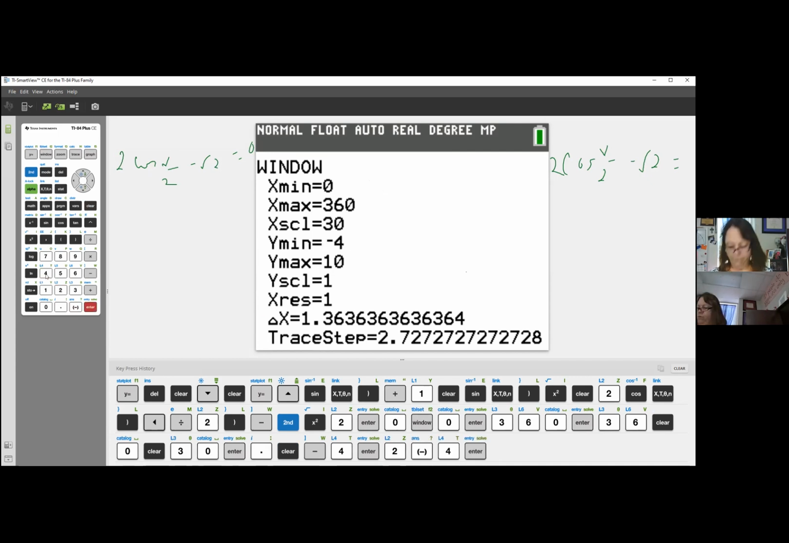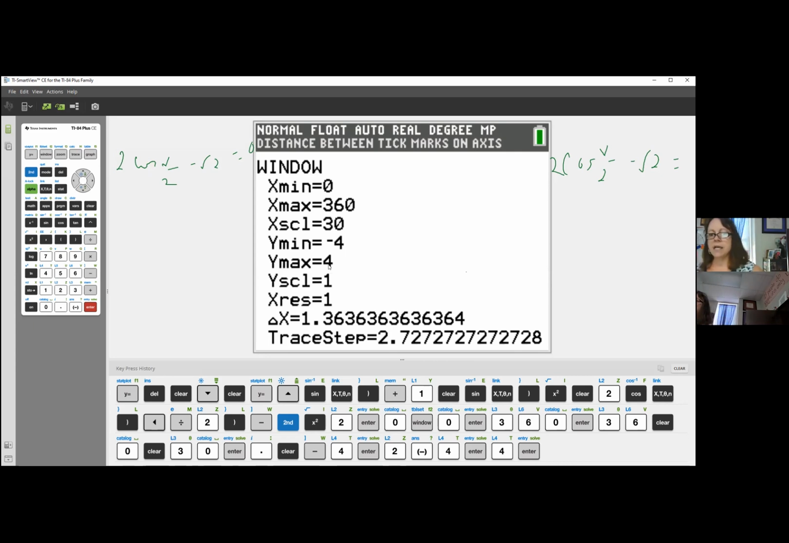All right, negative 4 to 4. And then I'm going to hit the word graph. So once I fix this window, 0 to 360, count by 30s, negative 4 to 4, I'm going to leave it like that for this entire test. And you guys can leave it that way for your final as well.